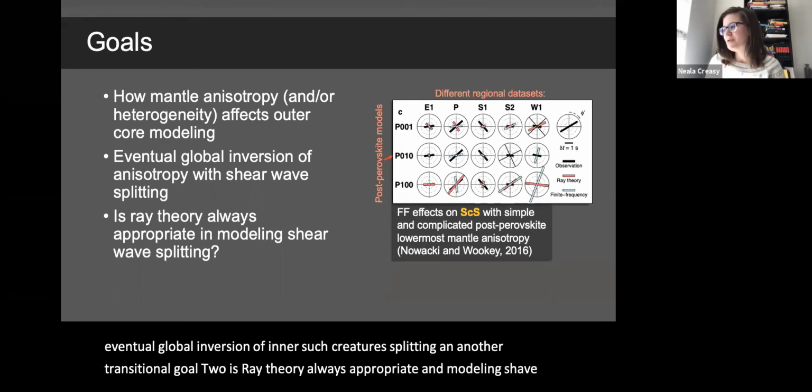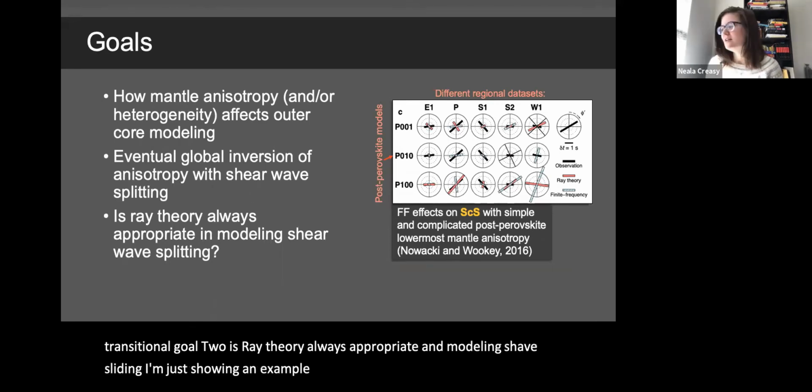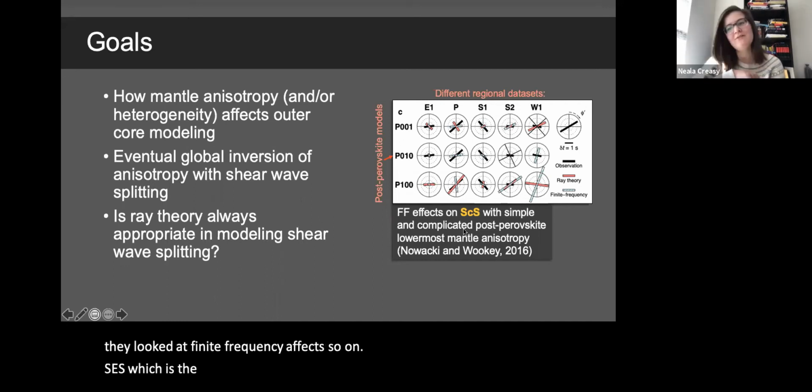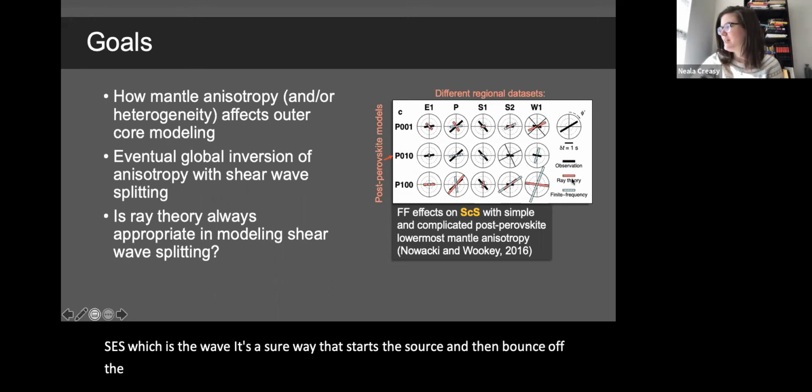I'm just showing an example from a 2016 Nowacki and Wookey paper where they looked at finite frequency effects on ScS, which is a shear wave that starts at the source and then bounces off the core. And they compared ray theoretical modeling of different elastic tensor models. I won't go into the details of this.